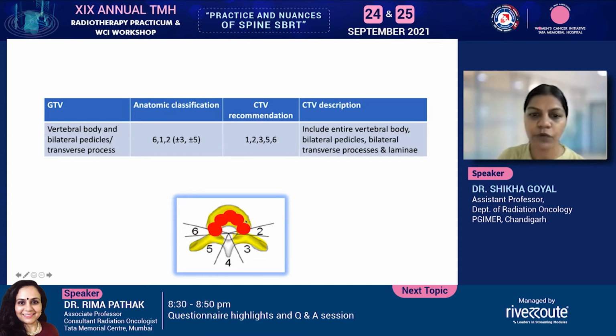Here, the disease is involving the vertebral body, both pedicles, and a tiny sliver of sector 5 here. In this situation, we can include sector 5, 6, 1, 2, and 3. Since the gross disease is far from sector 4, it doesn't need to be included in the CTV.